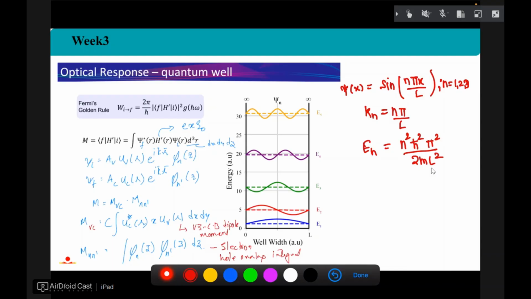Here you can see this wave function is for E1. So you substitute n equal to 1, and you will have h cross square pi square by 2m L square. Similarly, if you want to find E2, it will be 4 times h cross square, that is equivalent to 4E1. So when you plot the sine 2 pi x by L, these are the wave functions, even function, odd function, for different levels.